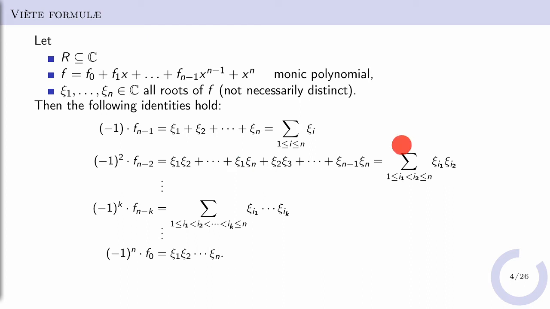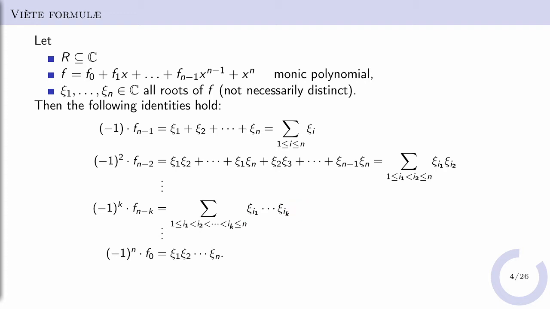So this is a sum of products ψ_{i1}ψ_{i2} for all i1 less than i2, and so on and so on. The coefficient f_{n-k} can be expressed as minus 1 to the kth power times the sum of products of k elements, where the indices i1, i2, and so on, ik, are strictly increasing. Finally, f_0 times minus 1 to the nth power is the sum of products of this form when the products are of length n.